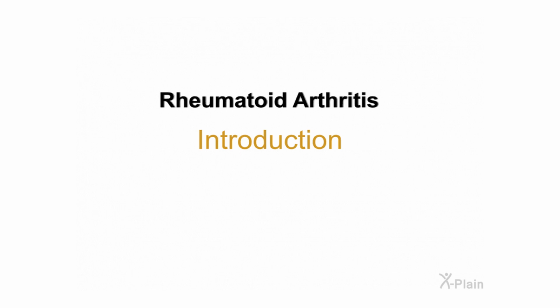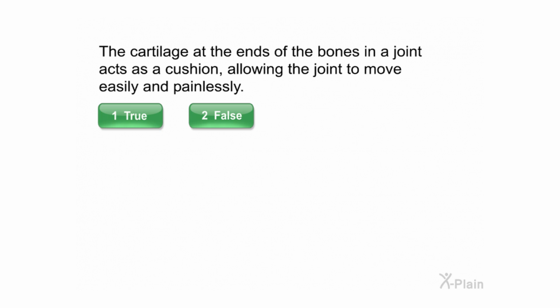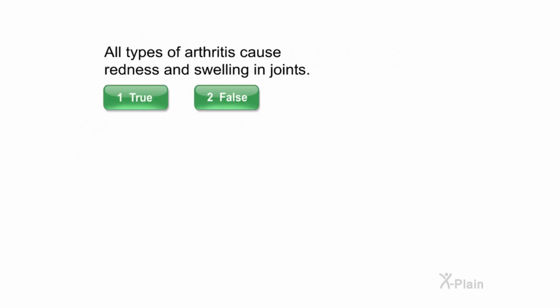Rheumatoid arthritis. Introduction. The cartilage at the ends of the bones in a joint acts as a cushion, allowing the joint to move easily and painlessly. Select true or false. Correct. All types of arthritis cause redness and swelling in joints.